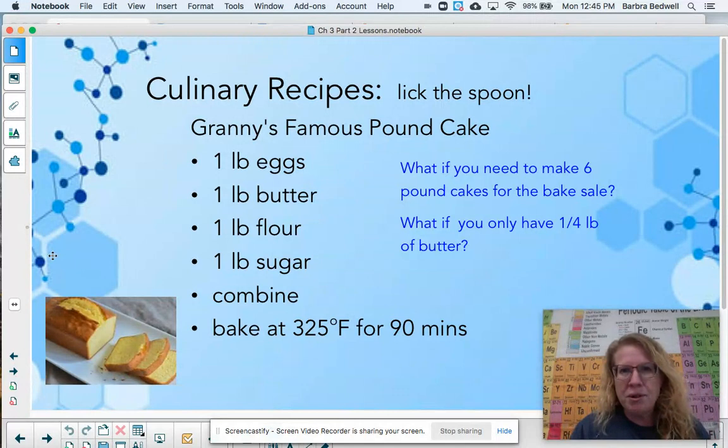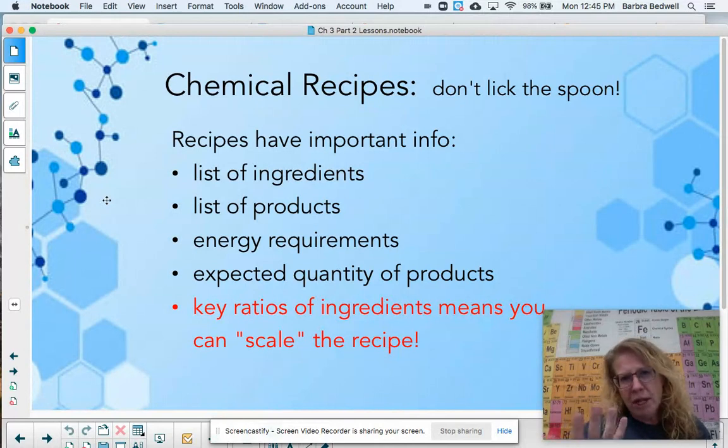The problem is, of course, in chemistry, a lot of times our recipes aren't quite this easy. And so the scaling process is a little bit more challenging. But the idea is still exactly the same. So when we're talking about this in chemistry, what are the similarities, what are the differences to this one? So number one, when you have a recipe, you've got these important ingredients. You have your list of ingredients. These are called reactants, right?